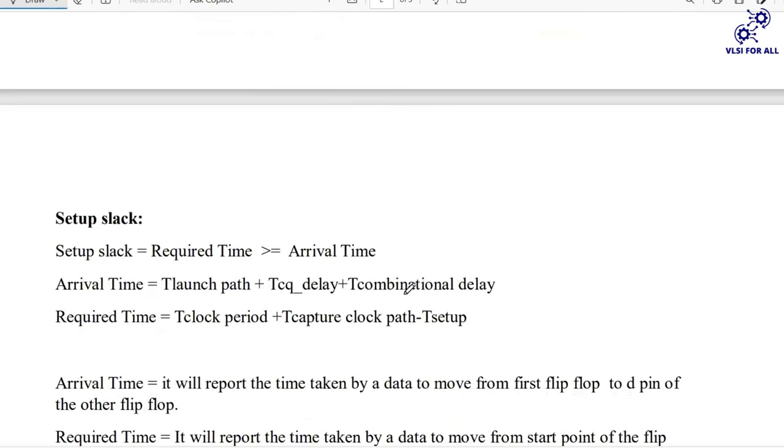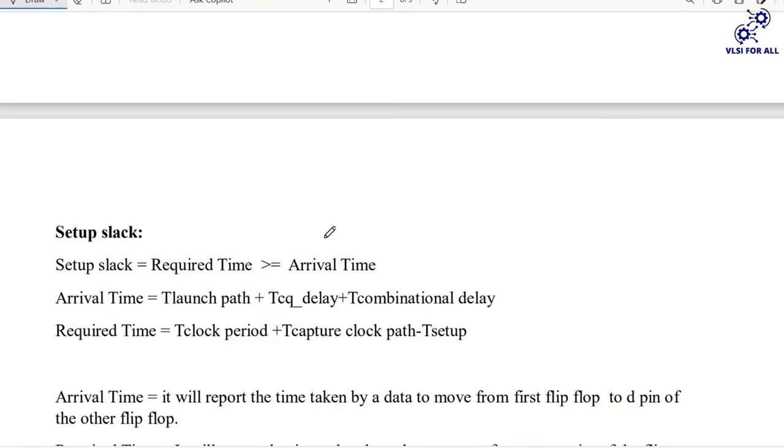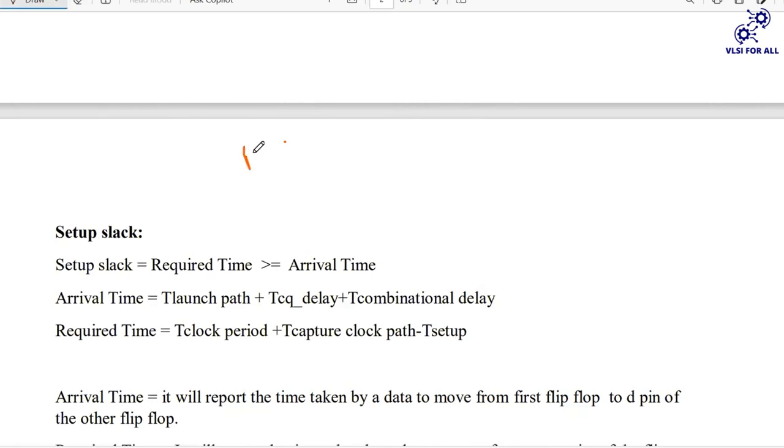Now, setup slack. For setup slack, the required time should be greater than the arrival time. Then only will the setup timing be met. So the setup slack equation is RT minus AT: required time minus arrival time. It is for setup.